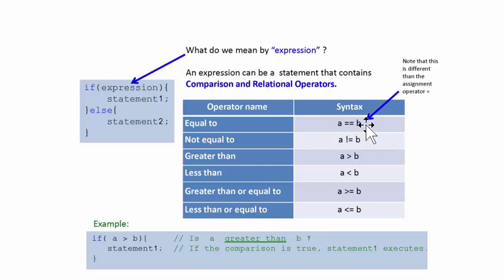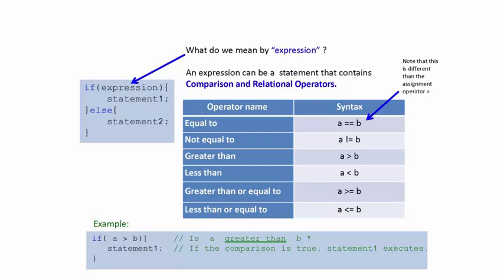Okay, so that is an expression that we could put into our program that will allow us to say either I'm going to do statement 1 within the curly brackets of the if portion of this if-else, or if it's false, I will execute statement 2 within the curly brackets of the else. The other ones that you can see are not equal to, that's that syntax, greater than, less than, greater than or equal to, less than or equal to. So these are the basic expressions that we use in order to do this.